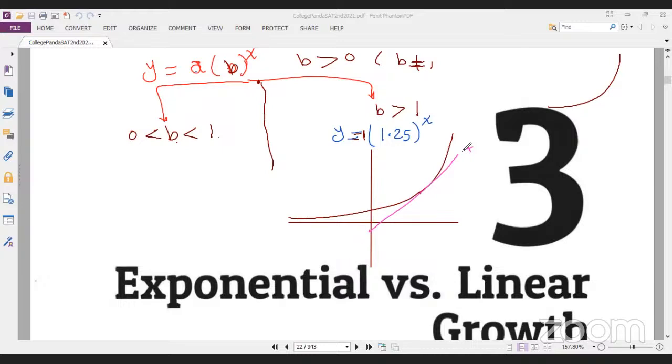If it looks like it slopes to the right, so it's growth, or it's increasing. So for increasing, the value of the base must be more than 1. That means the value here increases by 25 per 100, increasing by 25%. Each time x increases by 1, the value increases by 25%. I hope it's clear. Any question?